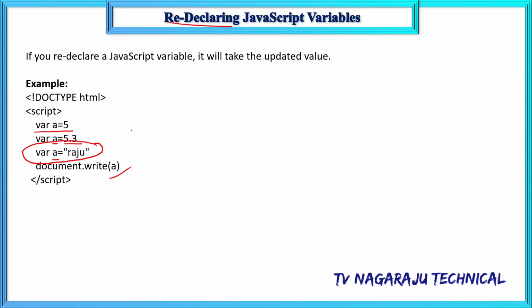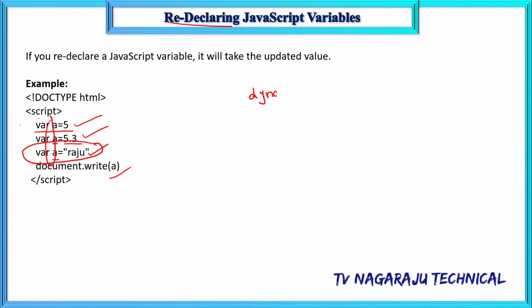Now, in that, we will discuss one more important thing. So, what is that? Suppose here I create a variable. Here a stores 5, an integer value. Here a stores 5.3, a float value. Here a stores Razu, a string value. But here you have not specified any data type.